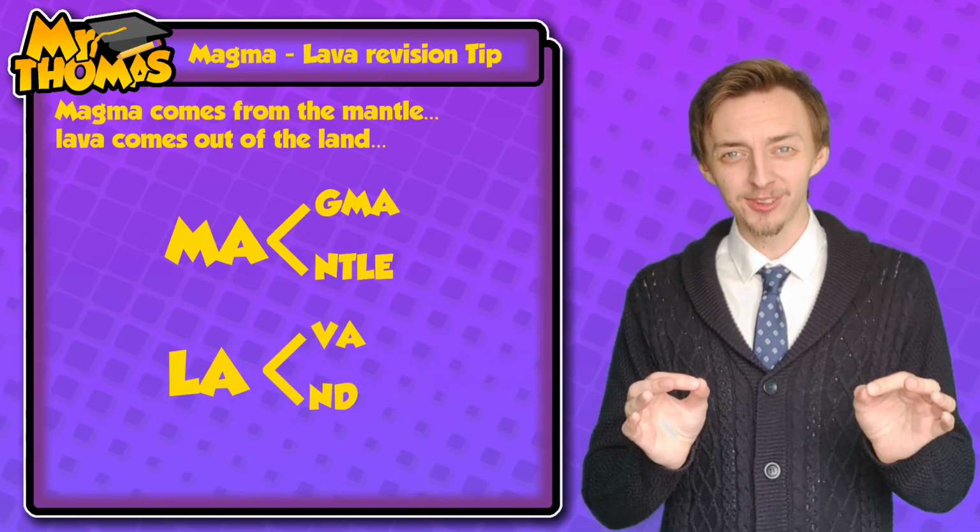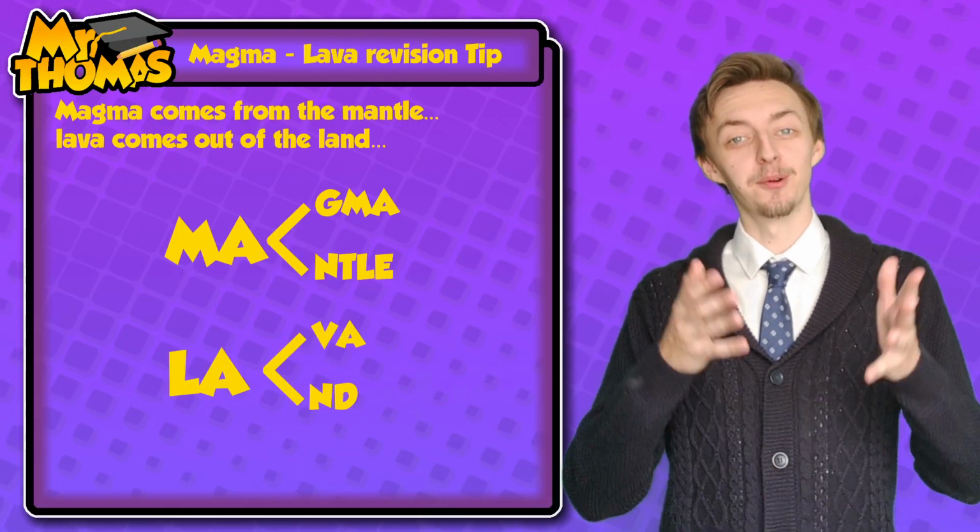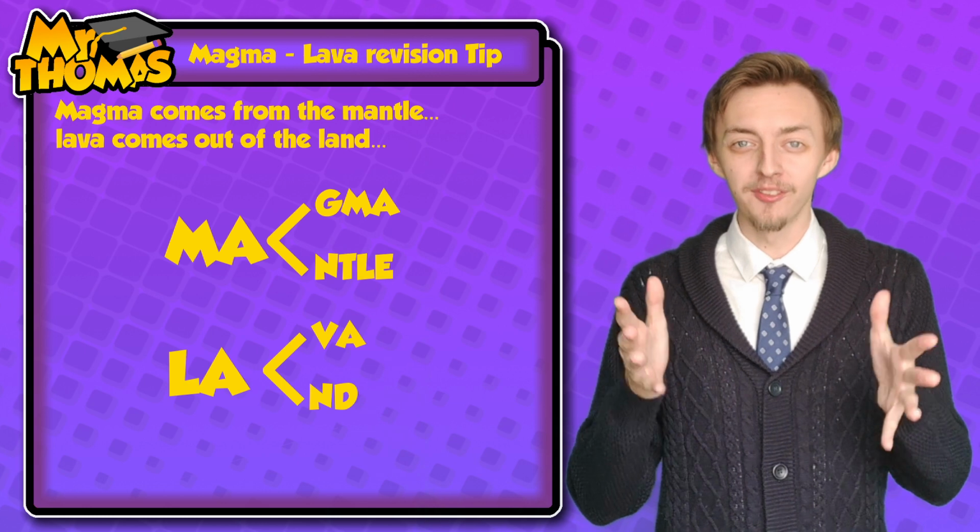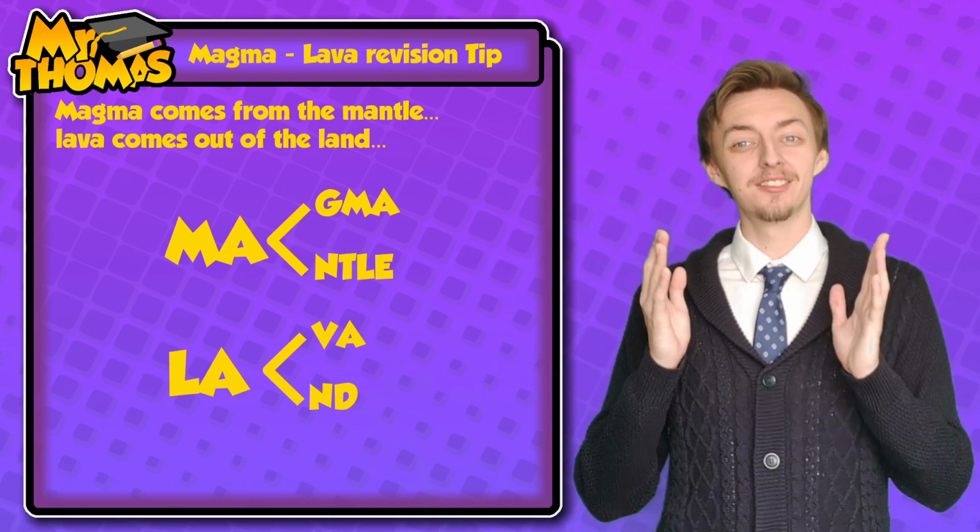Okay, time for a fun fact and a revision tip all rolled into one. Magma is molten rock in the mantle, whereas lava is molten rock that comes out of the land, like from a volcano. And so here's a really easy way to remember which one is which. If it's from the mantle, then it starts with Ma, and so it's magma. Whereas if it comes out of the land, it starts with La, and it's lava.